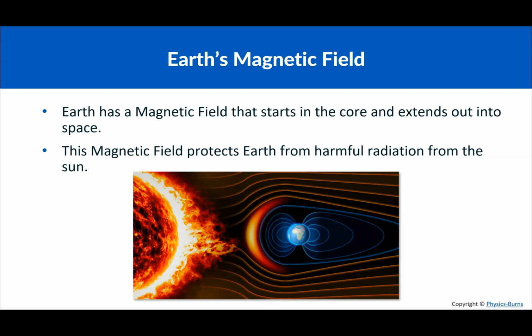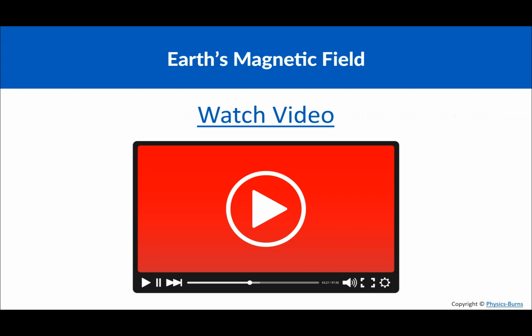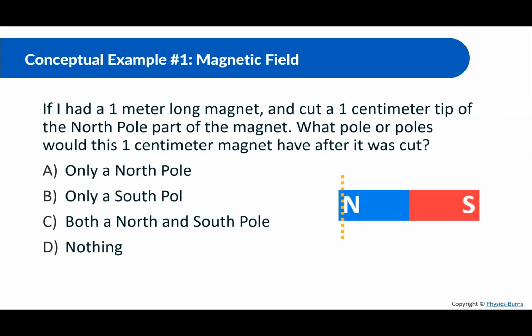Earth's magnetic field. Earth has a magnetic field that starts in the core and extends out into space. This magnetic field protects Earth from harmful radiation from the sun. If we didn't have it, we'd all be in big trouble. This video here talks a little bit more about it, which is cool to watch.